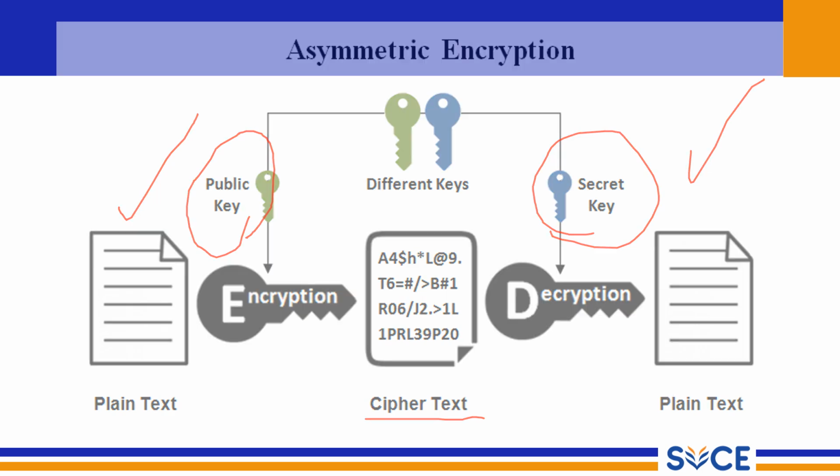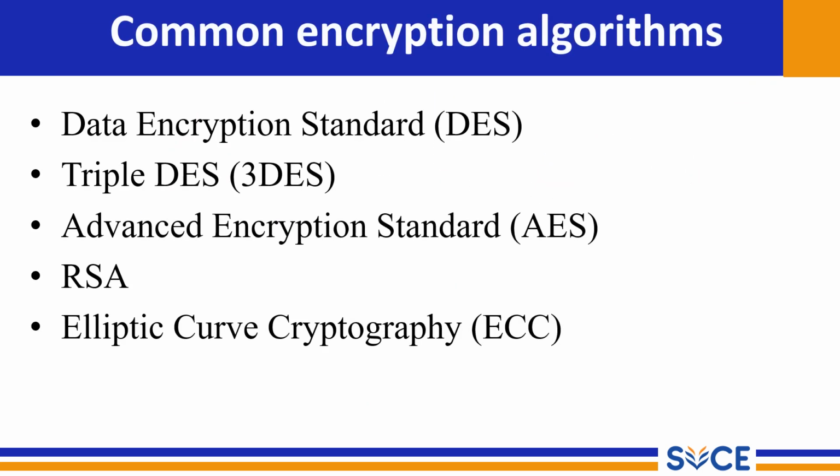The common encryption algorithms are Data Encryption Standard, Triple DES or 3DES, then Advanced Encryption Standard, that is AES, RSA, and Elliptic Curve Cryptography, that is ECC. RSA is nothing but the Rivest Shamir Adleman algorithm. The first one, DES, is an encryption standard developed in the early 1970s.